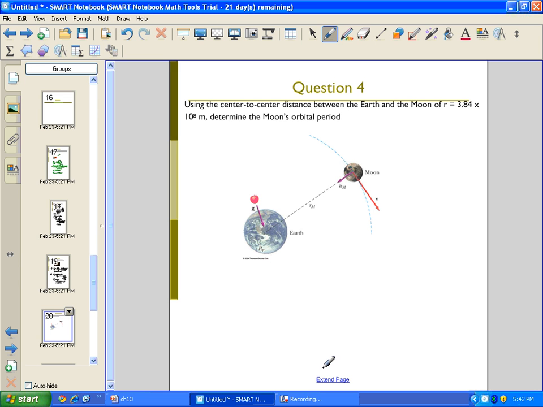Using the center-to-center distance between the Earth and the Moon, which we saw earlier, 3.84 e to the 8, and again, that's from all the mass of the Earth concentrated at its center, all the mass of the Moon concentrated at its center. Determine the Moon's orbital period.